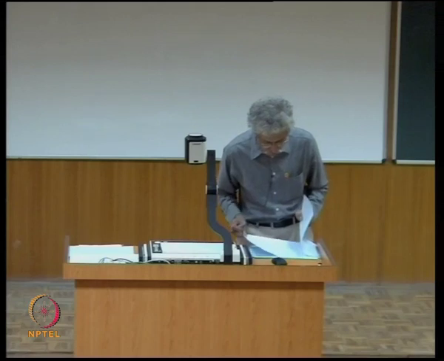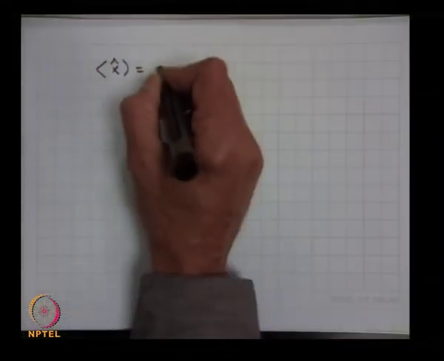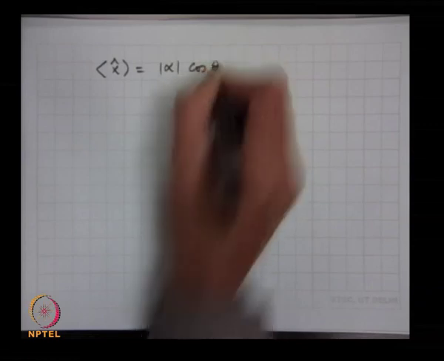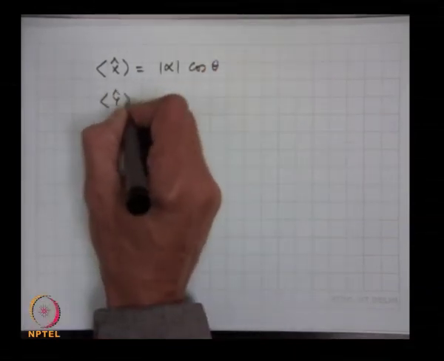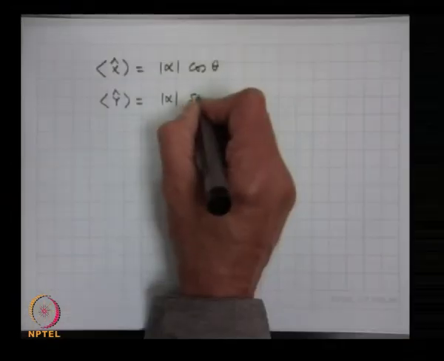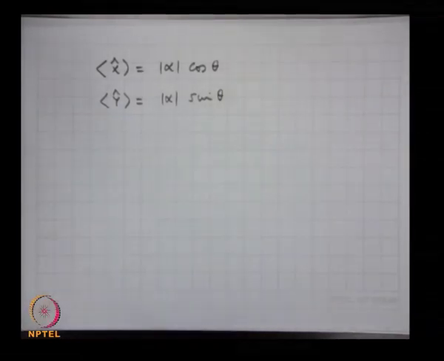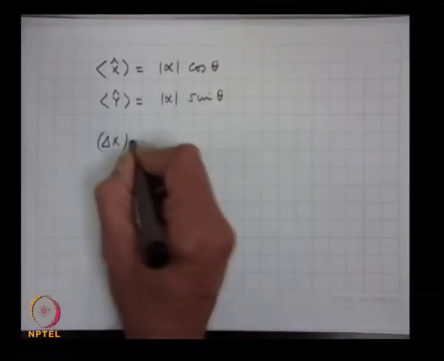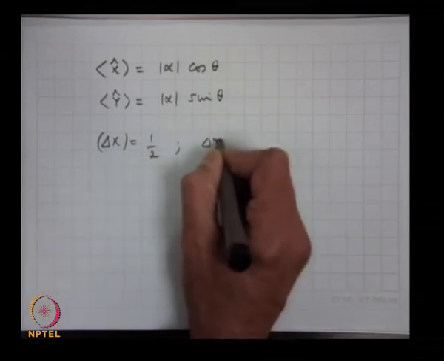So, what we have got is the following. We calculated the expectation value of x. So, what you got is expectation value of x is equal to mod alpha cos theta. I left it as a problem to you to calculate the expectation value of y operator. You can show that this is mod alpha sin theta. We have also seen that delta x is equal to half and delta y is equal to half.